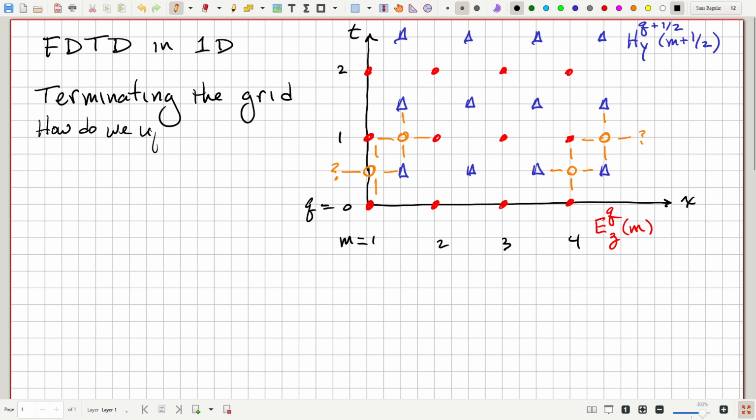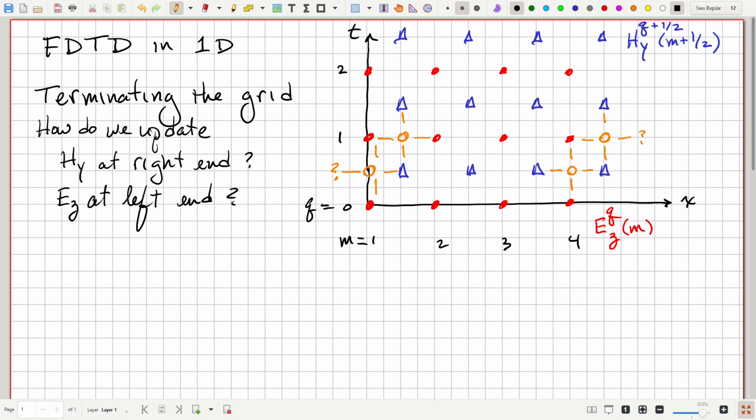Okay, so this is our problem. How do we do the update equations for HY at the right end of the grid? That's this problem over here. How are we going to update HY when we don't have a corresponding EZ to form the central difference for the space derivative? And likewise, for the EZ at the left end over here. What do? We don't have an HY over here to the left.